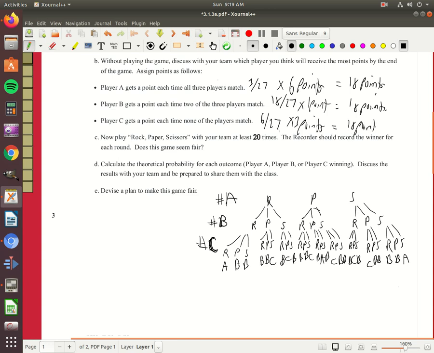So if you go with a point scale where you give more points for the things that happen less often and less points for the things that happen more often, that might be a nice way to make this fair.